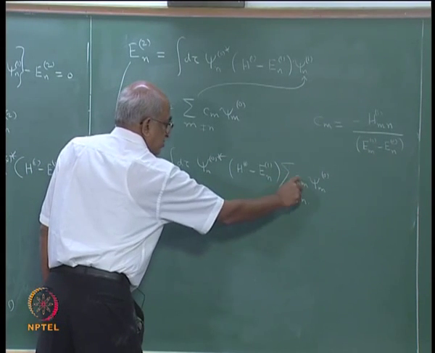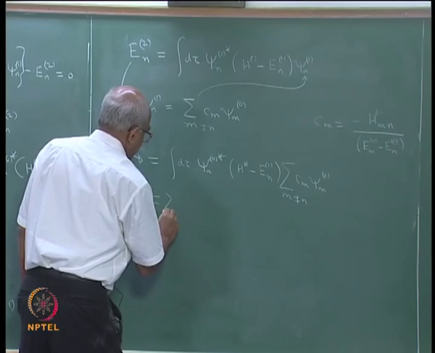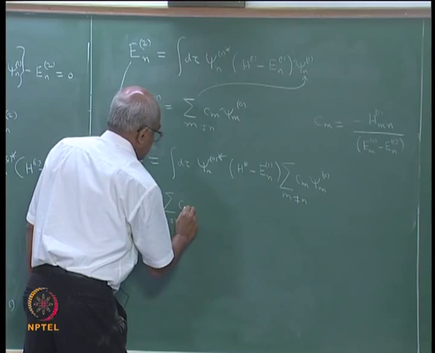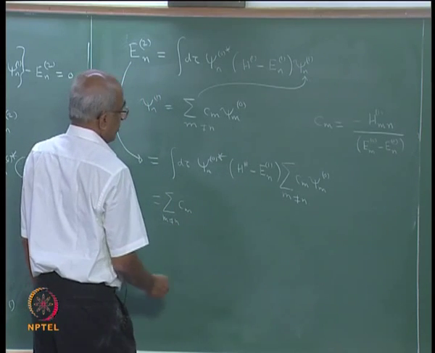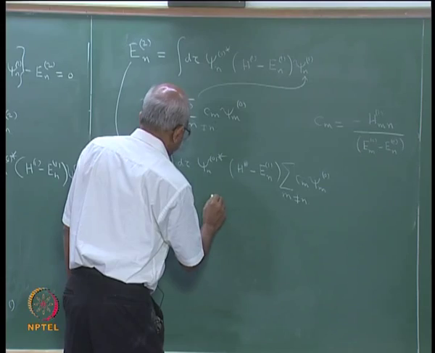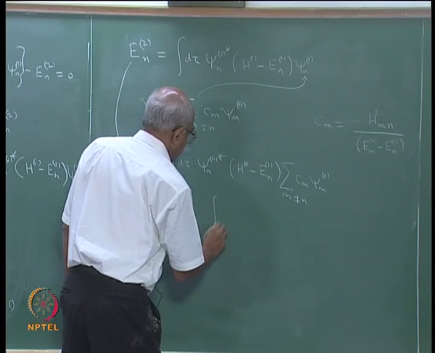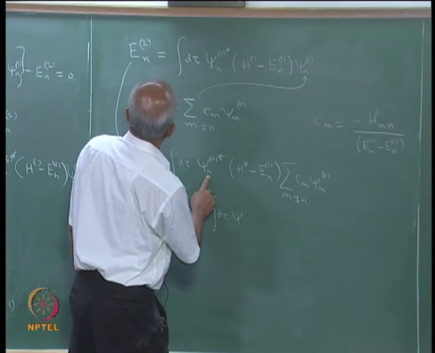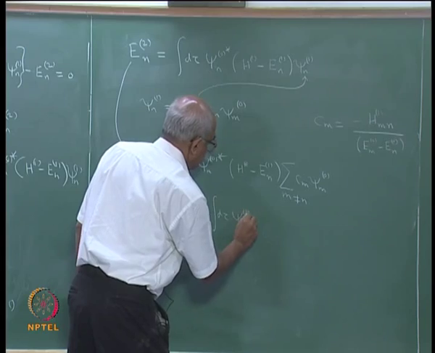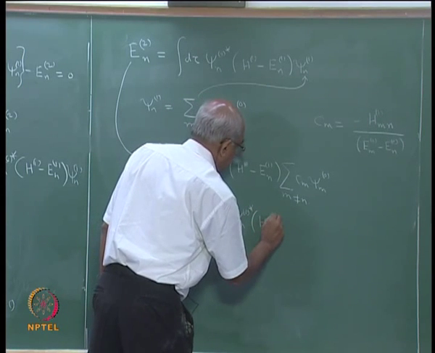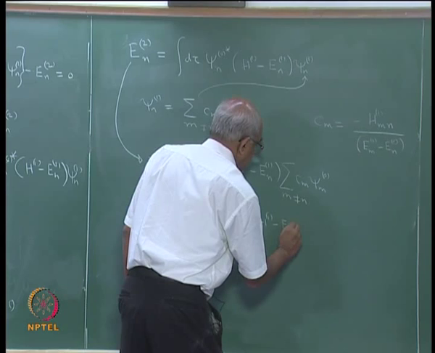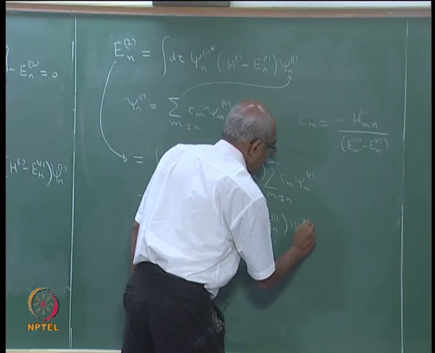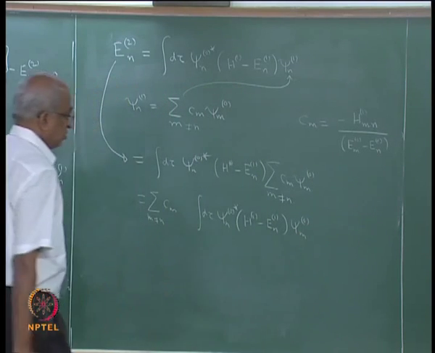I can take this Cm as well as the summation sign outside. So I will get summation over m not equal to n, Cm, integral d tau, psi n0 star, h1 minus En1, psi m0. That is what happens.